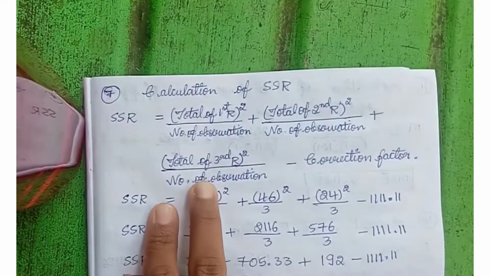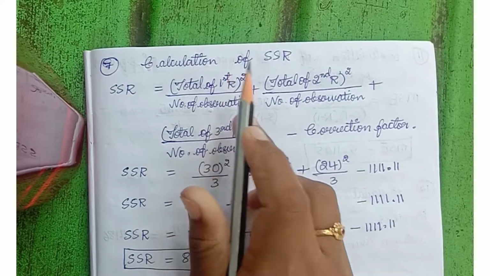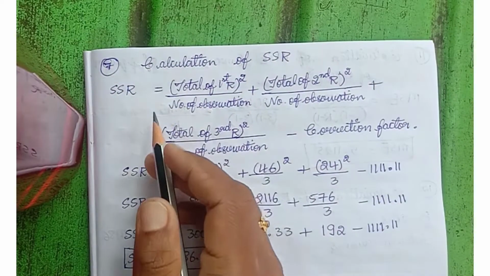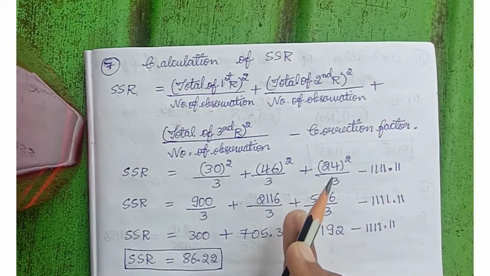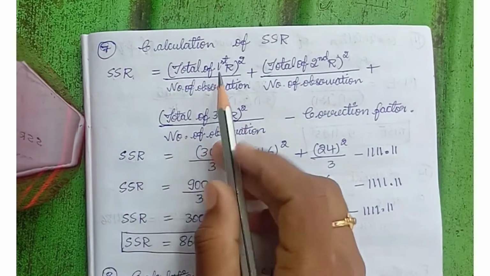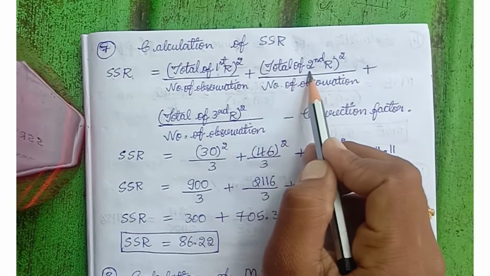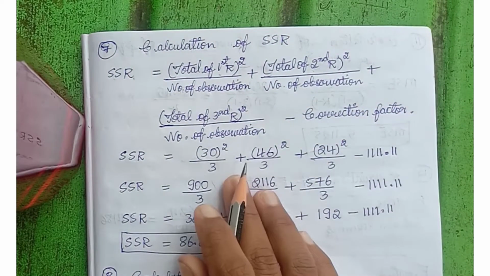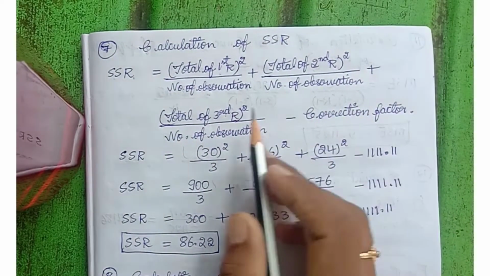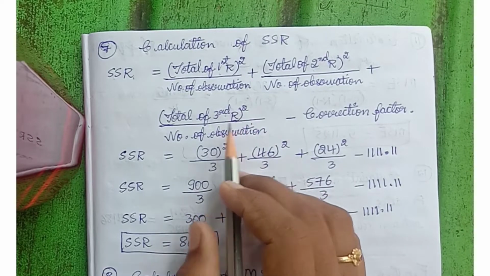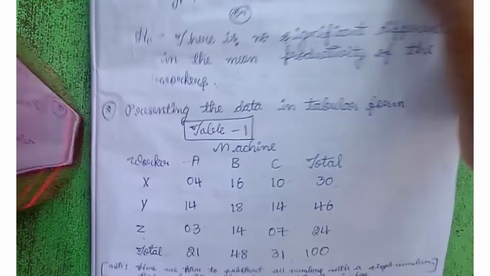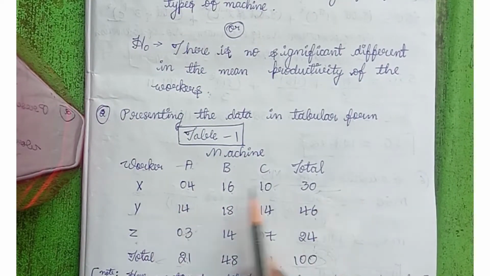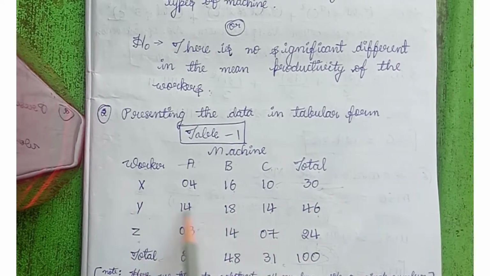So next step is the calculation of SSR. Same as we did for the column SSC, the same method we have to use for SSR. For SSR we take the values row-wise. That is the total of the first row whole square and the total of the second row whole square, up to the third row. Here we have 3 rows. So we take the 3 row values divided by observations, and minus the correction factor. These values are also in table 1, that is the rows X, Y and Z. This is 30, 46, 24.